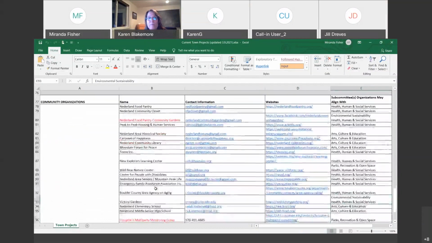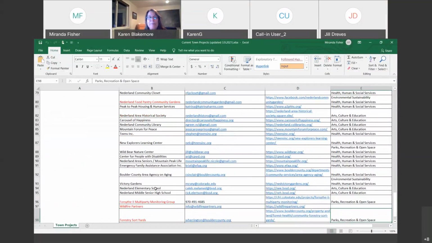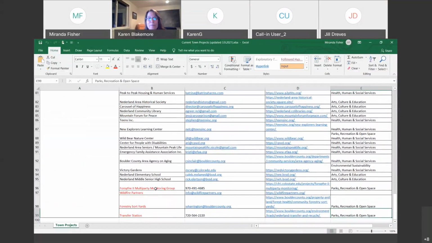And what's in red here is the recommendations that Karen Blakemore gave me to integrate into this document. So I've added a few more because we couldn't think of everything. I know not all of you will have had a chance to look this over, but are there any thoughts or any glaring items that you wish we would have provided more information on?